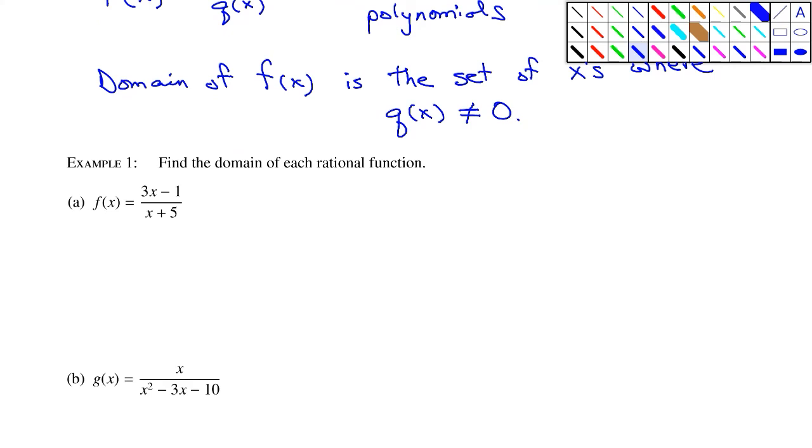Example number 1. Find the domain of each rational function. F of x is equal to 3x minus 1 over x plus 5. So we'll set the denominator equal to 0 and solve for x. And we get x is equal to negative 5. If I graph the domain on a number line, then we have an open circle at negative 5. And we get graph on the left side and on the right side.